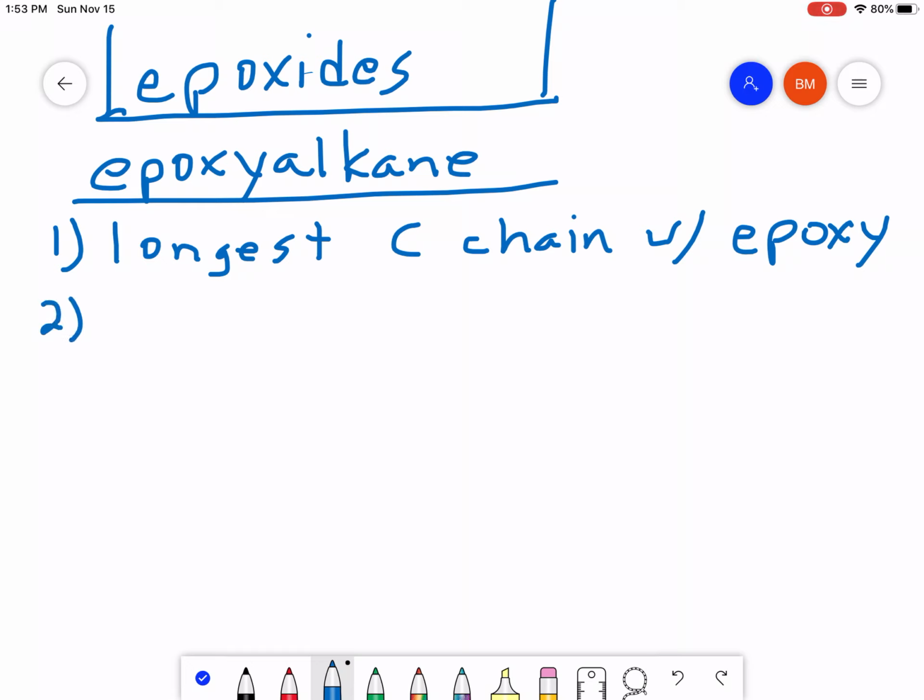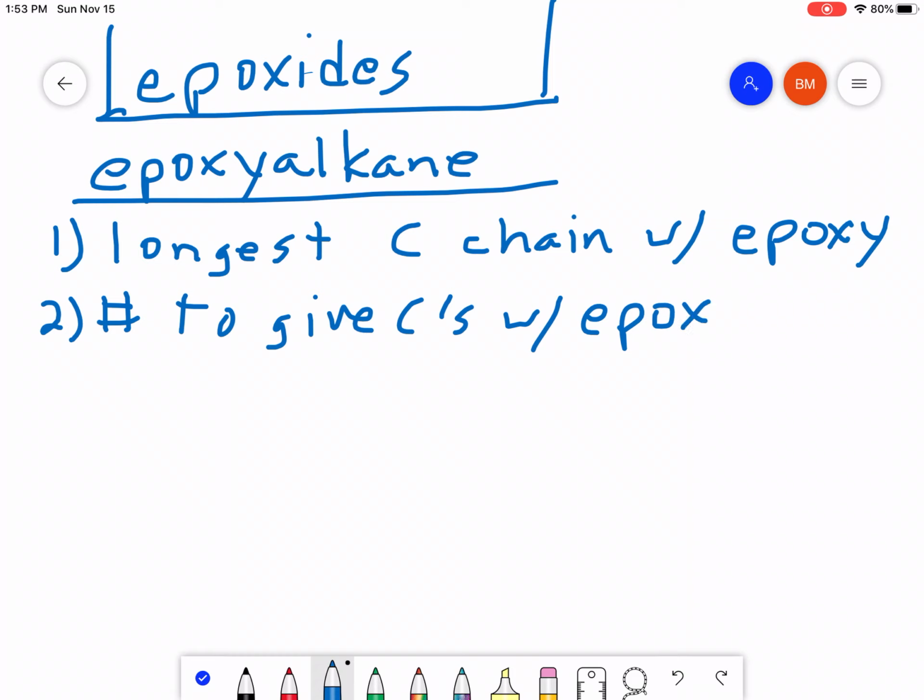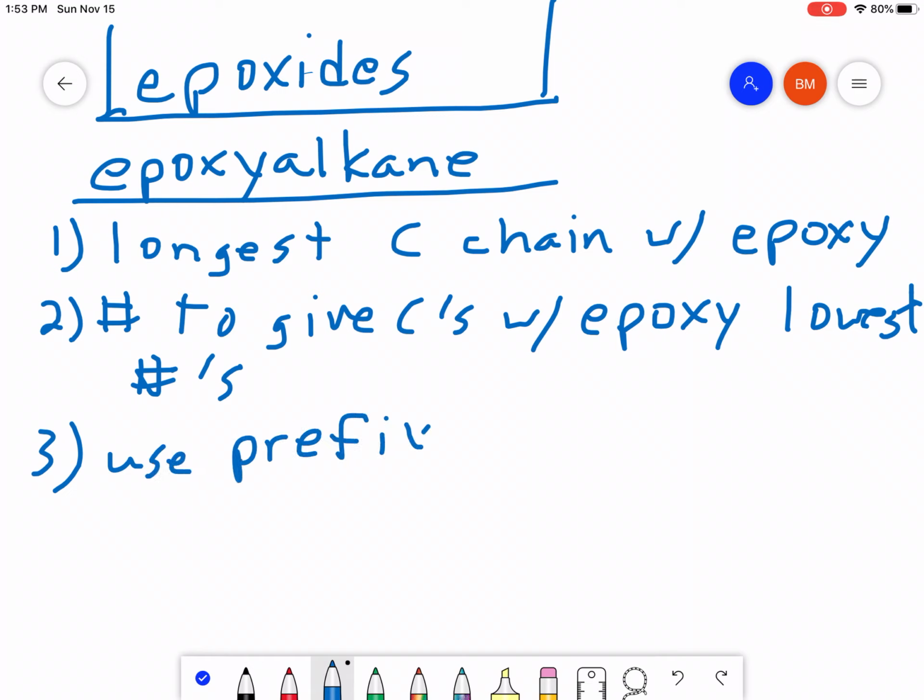Number 2, number the chain to give the carbons with your epoxy the lowest possible numbers. And then use the prefix epoxy for your substituent.